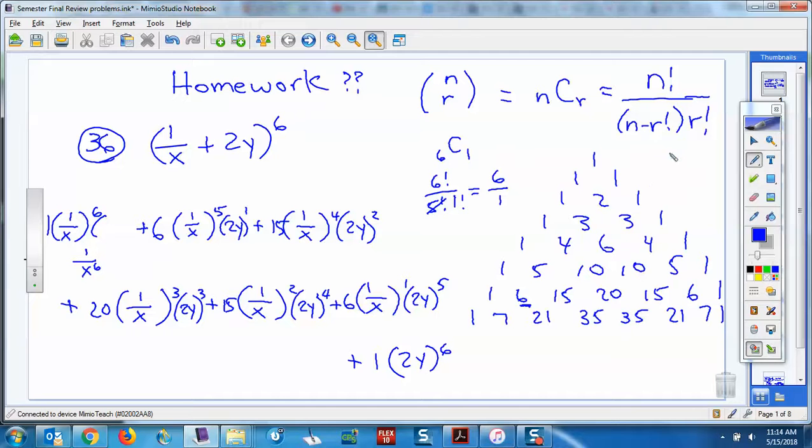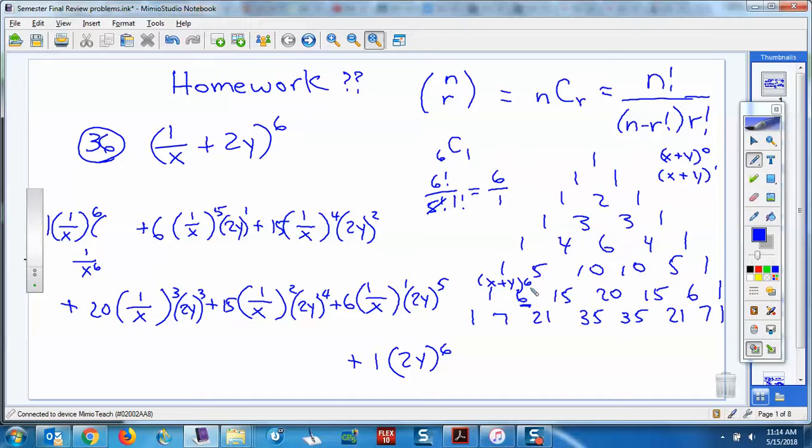I mean, remember, hopefully you wrote down, this was x plus y to the 0 power, this was x plus y to the first power, right? You just go right down the row. And so this row here would be x plus y to the 6th power. That would be the row you would use when you have it raised to the 6th.